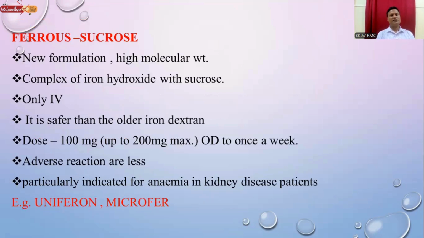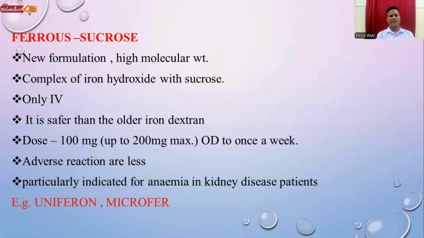Then the second preparation is ferrous sucrose. It is a relatively newer preparation with high molecular weight. Basically, it is a complex of iron hydroxide with sucrose, that's why it's called ferrous sucrose. It can be given only by intravenous route. It is safer than the older iron dextran, so the hypersensitivity reactions present with iron dextran are relatively less with ferrous sucrose. Dose of ferrous sucrose is 100 milligram once a day or 100 milligram once a week. Maximum 200 milligram can be given in a single dose.